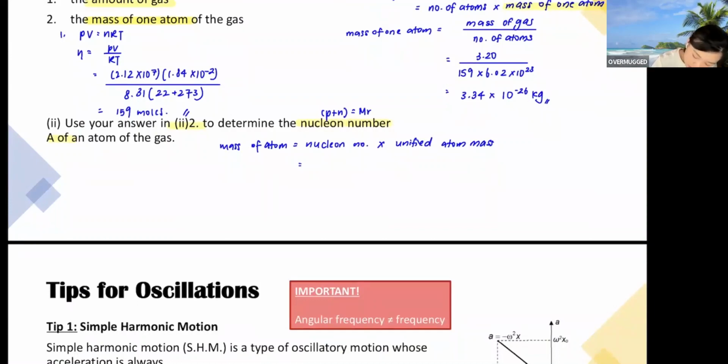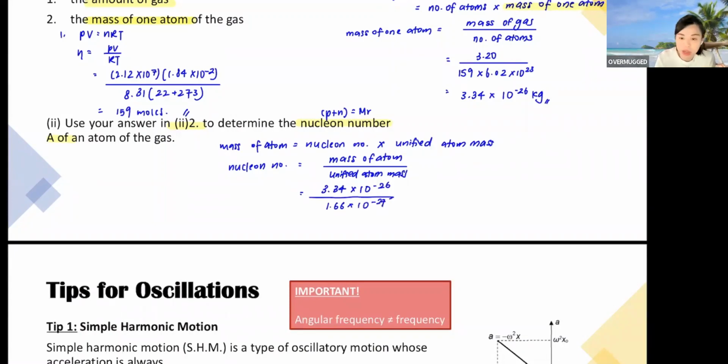So my nucleon number is what I want to find. Therefore, my nucleon number is equal to the mass of the atom divided by the unified atomic mass, which is given in your data booklet. This is the mass of one proton or neutron. The mass of an atom we found earlier is 3.34 times 10 to the power negative 26, divided by 1.66 times 10 to the power negative 27 kg. When we divide them, we get a mass number of 20.